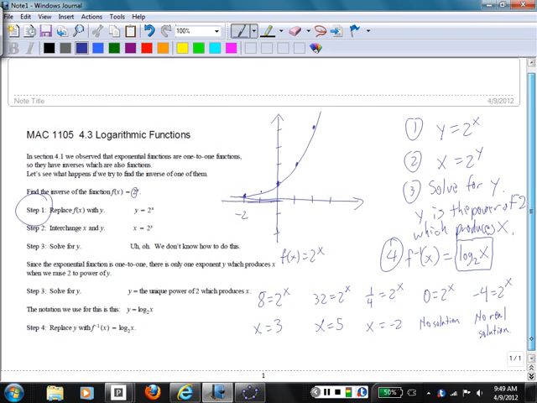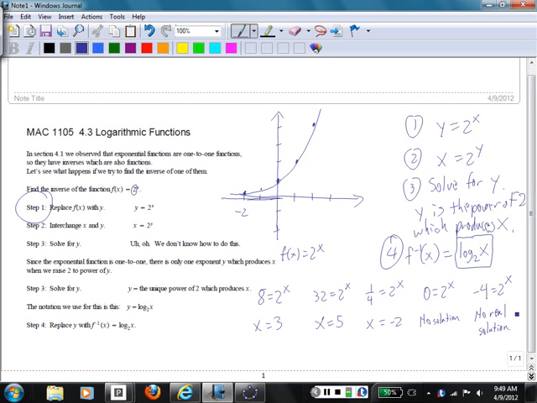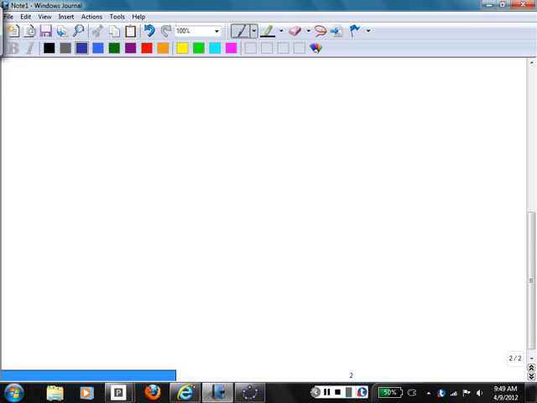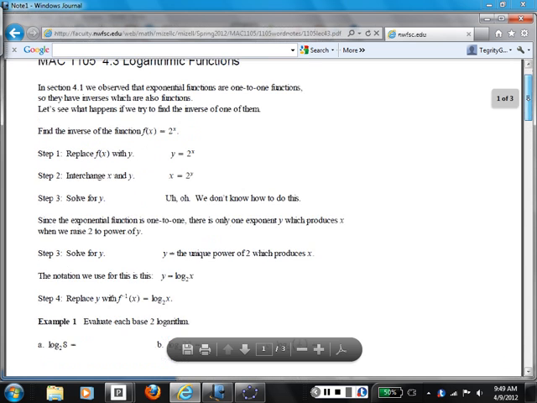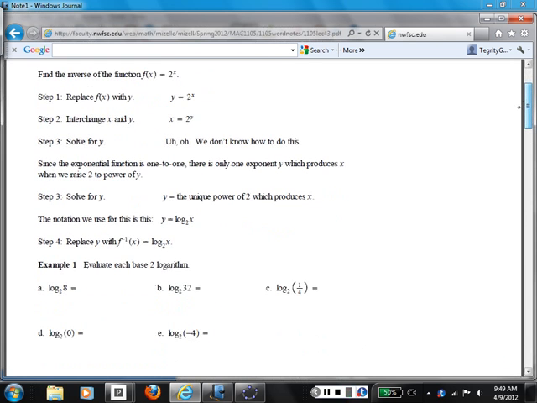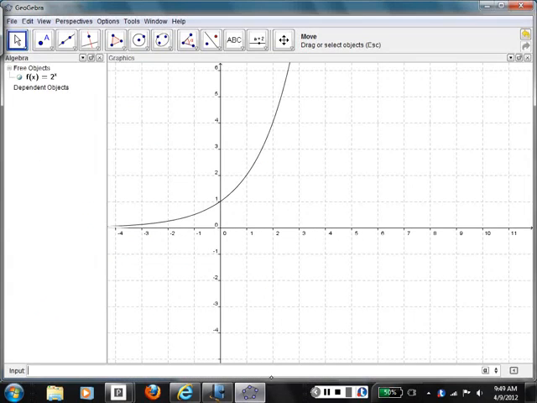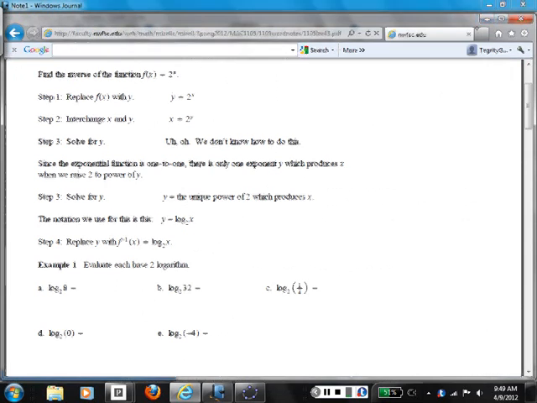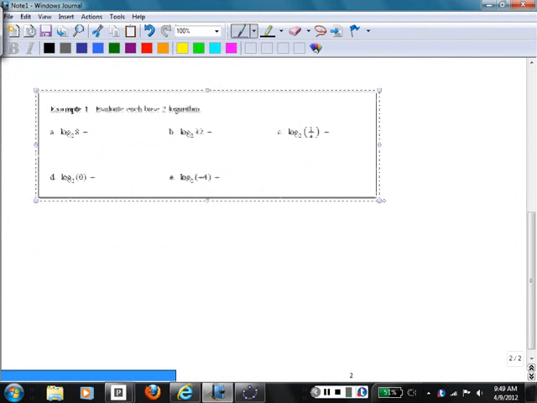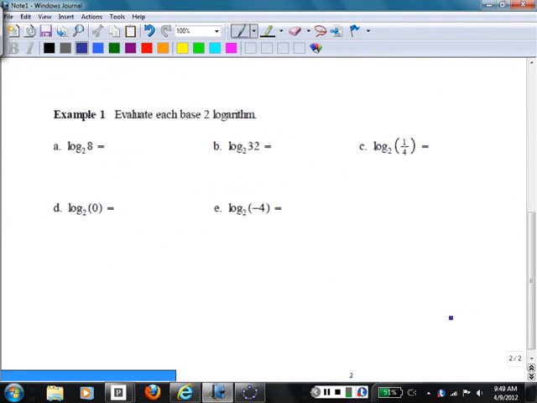So a few logarithms we can evaluate without having to pull out a calculator. We'll see how to evaluate logarithms with the calculator in a moment. But a few we can do without having to use the calculator, so let's do that. Example 1. Log base 2 of 8.